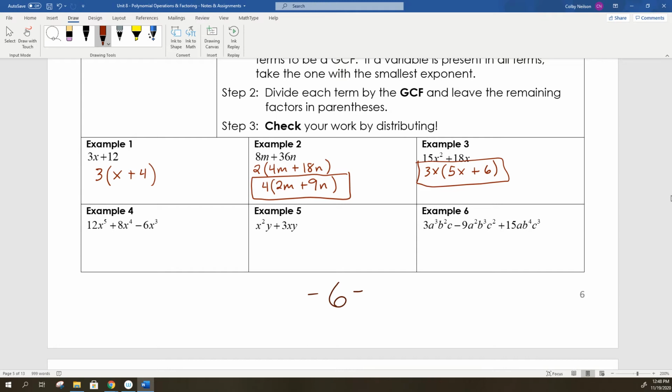Hey, you getting the idea? All right, now these last three might get a little more involved, with multiple items here. So now I have 12, 8, and 6. What divides into all three of those numbers? 2. Okay, anything bigger?